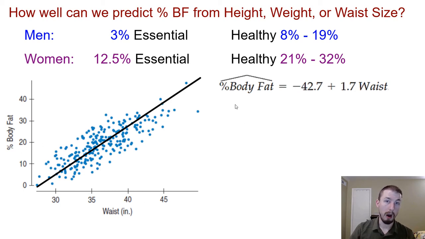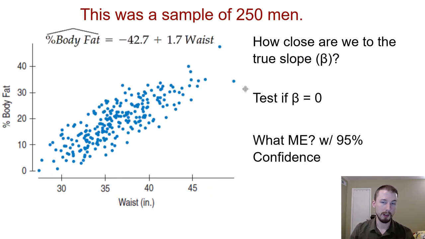So this gives us our model, the predicted percent body fat, which is why it has the hat over the top, equal to our y-intercept plus our slope of 1.7 times the waist, which is our explanatory variable. How does the waist size explain our response variable, which is what we're interested in, the percent body fat? So this was a sample of 250 men. As I said, we have our scatter plot here. It looks linear, so one of the things we're always looking for is to see if we need to re-express the data, but it does actually look linear. And it looks like it's an even spread all the way across there as well.